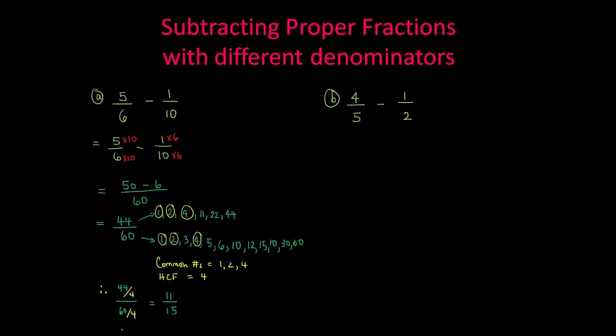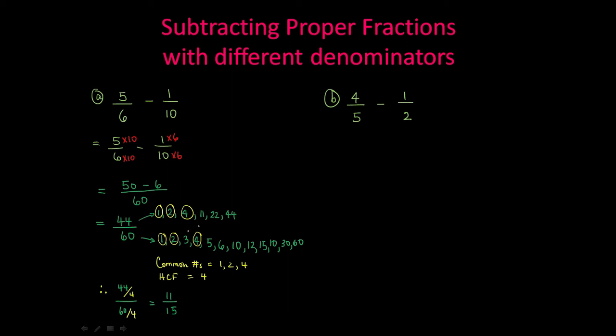Okay, so now subtracting proper fractions with different denominators. Same idea, you need to find a common denominator. Here we have 5/6 subtracting 1/10, right? So you have a 6 here, you have a 10 here, multiply the 6 by the 10, and multiply 5 by 10, and multiply 10 by 6 and 1 by 6. So we end up with 50 minus 6 over 60. You end up with 44 over 60, and you look for the common factors.